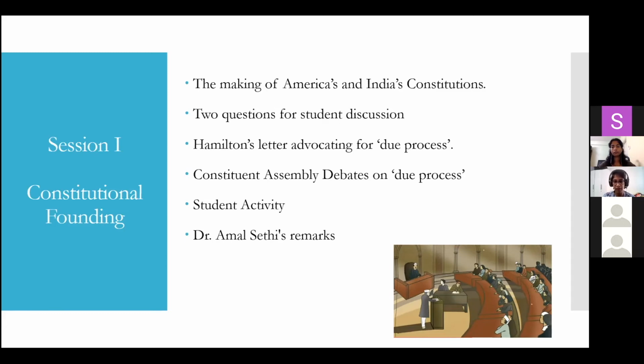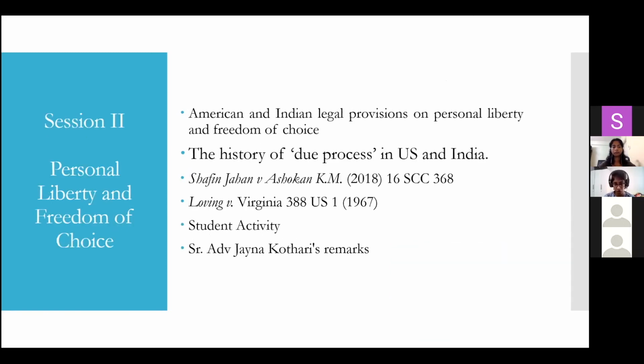And we then moved to the second session on personal liberty and freedom of choice. Over here, we started with just the constitutional provisions, that is the 5th and 14th Amendment in the US context and Article 21 in the Indian context. And then we took students through the history of how due process evolved in the US and how it was then adopted in India as well.